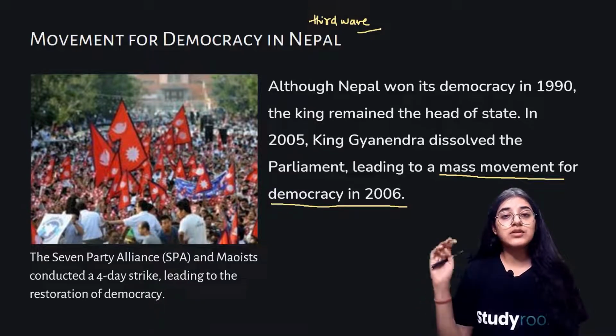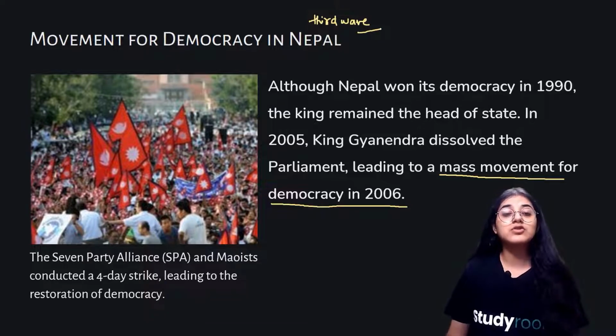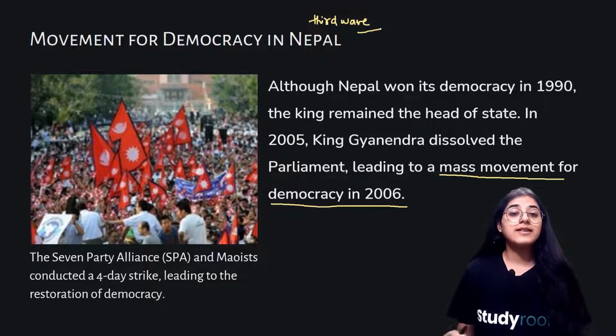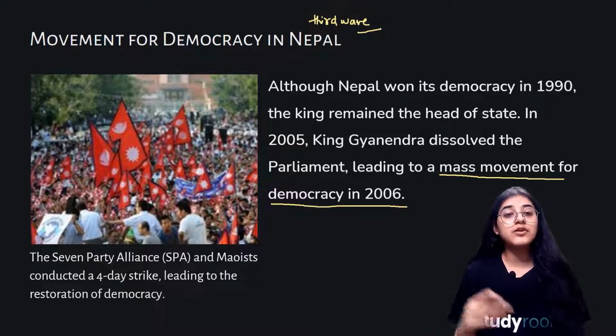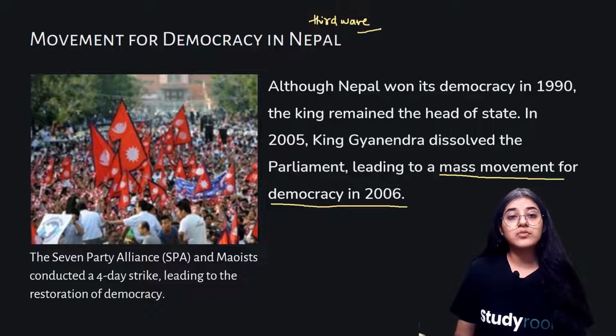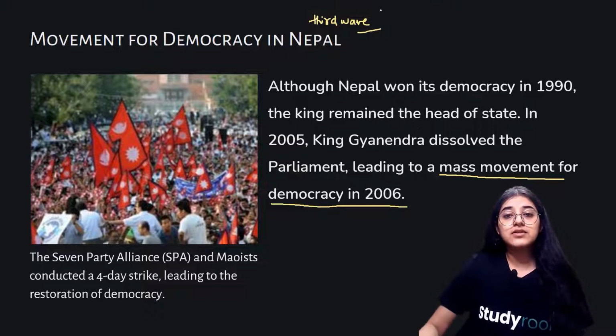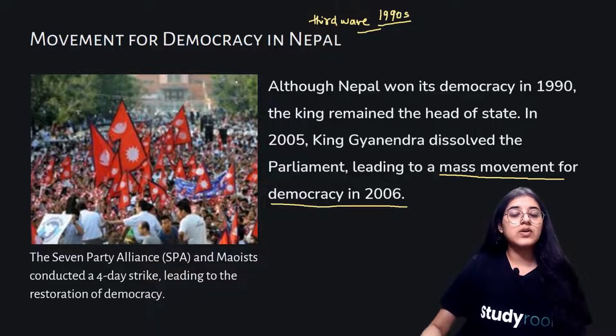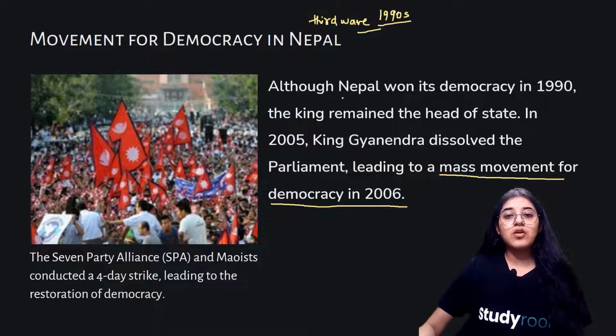First was in the beginning of the 19th century, where various European countries wanted to be democratic. And then the second wave started after the World War. For example, India was also in the second wave of democratization. In the third wave, those countries which got democracy after the 1990s are known as third wave democratic countries. So Nepal won this democracy in the 1990s, that is the third wave, and the king remained the head of the state.